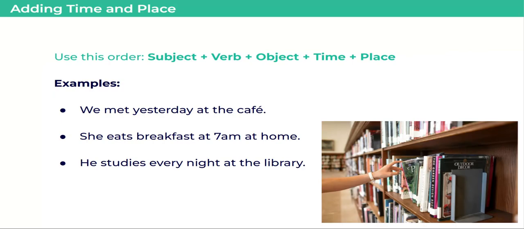And most importantly, we can add time and place. And how does it work? We use the subject, the verb, the object, and then time and place. Your verb and your object are always together. So for example, we met yesterday at the cafe. She eats breakfast at 7 a.m. at home. And he studies every night at the library.